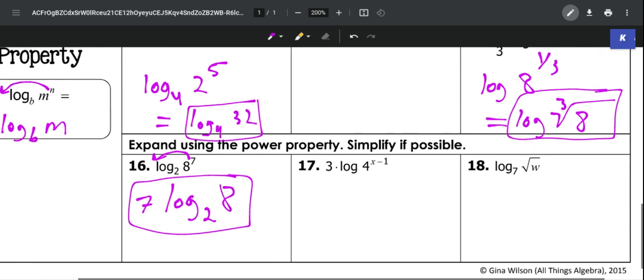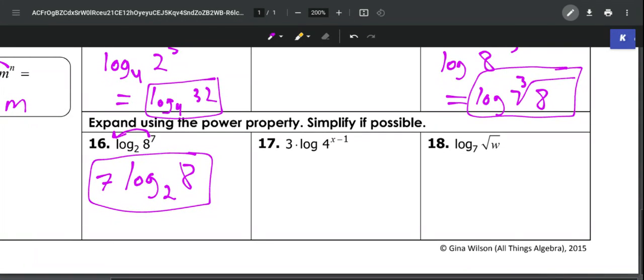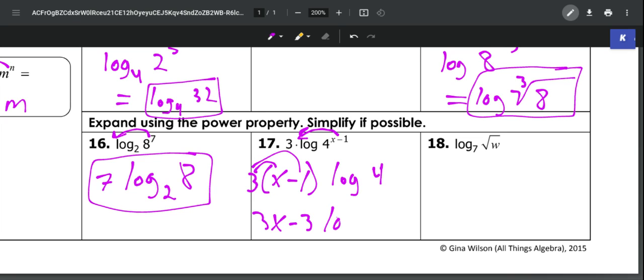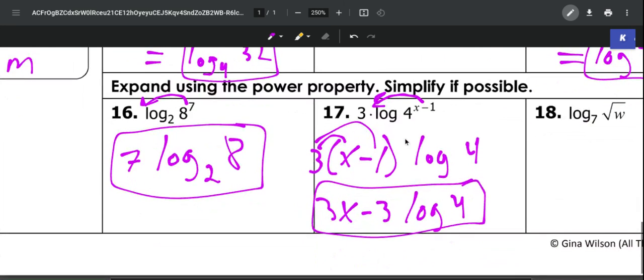Now the only time that this can get a little confusing is when you have a number that's already out in front, and then you have this exponent here, because we take that exponent of our logarithmic equation and bring it out to the front. So we'll actually have 3 times (x minus 1) log 4, and then we have to distribute here. So we'll end up with (3x minus 3) log 4, which is not too hard, it just can give some people some problems.